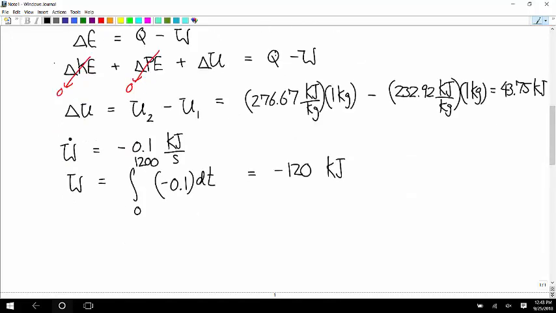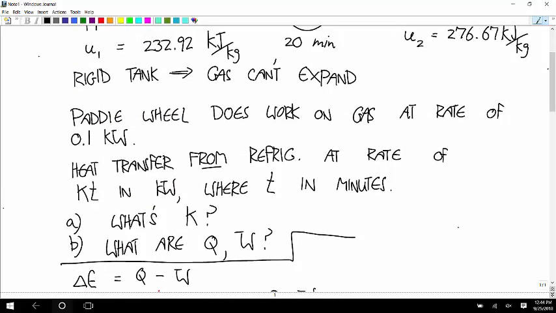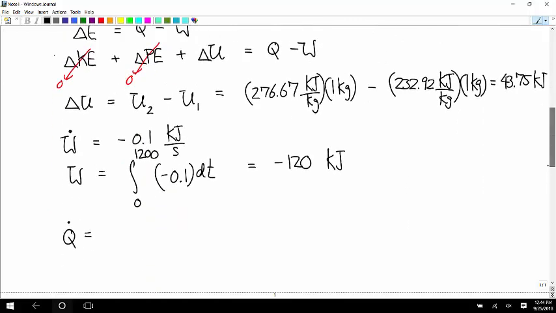And now the last thing we need is the heat. And so again, let's think about that sign convention. This sign convention for the first law comes into almost every problem we're going to do. So we're talking about heat being transferred from our system to the surroundings. So is Q dot positive or negative? Negative. And that's equal to negative KT. That's with time in minutes.